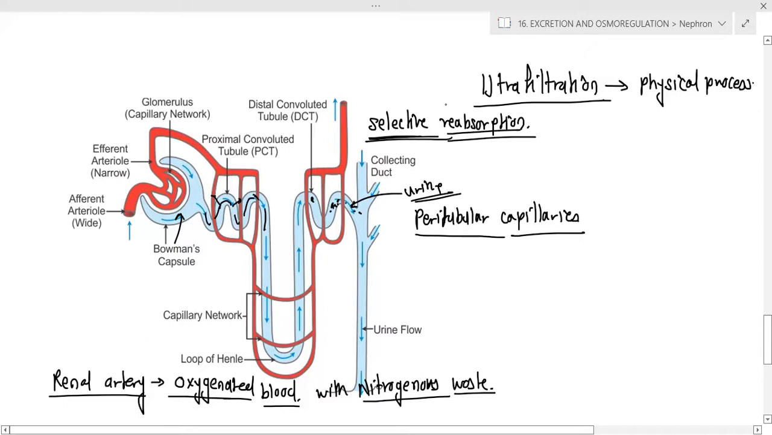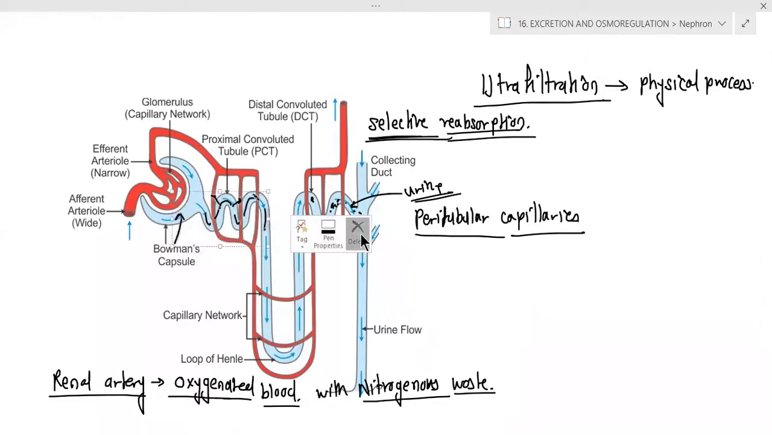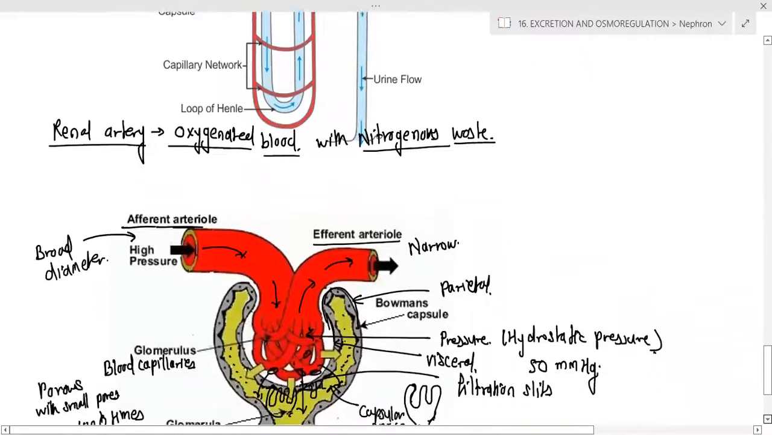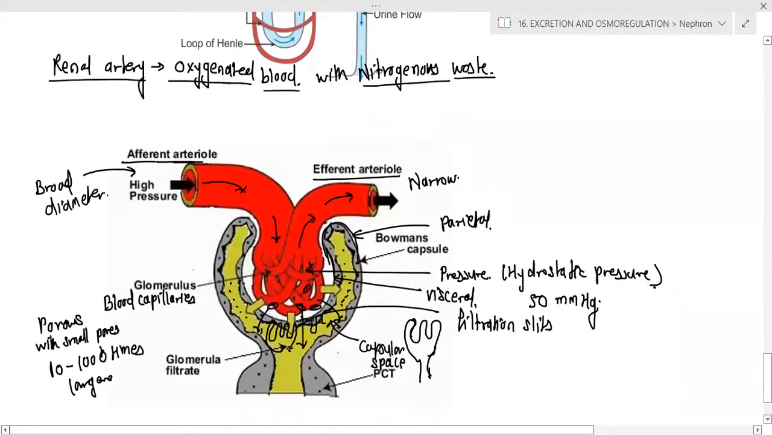Yes, ma'am. We will move to the selective reabsorption. But before that, we need to understand a little factor in the ultrafiltration. I told you what happened in the ultrafiltration, but I did not tell you what is responsible for ultrafiltration. So let us talk about what is responsible for ultrafiltration.